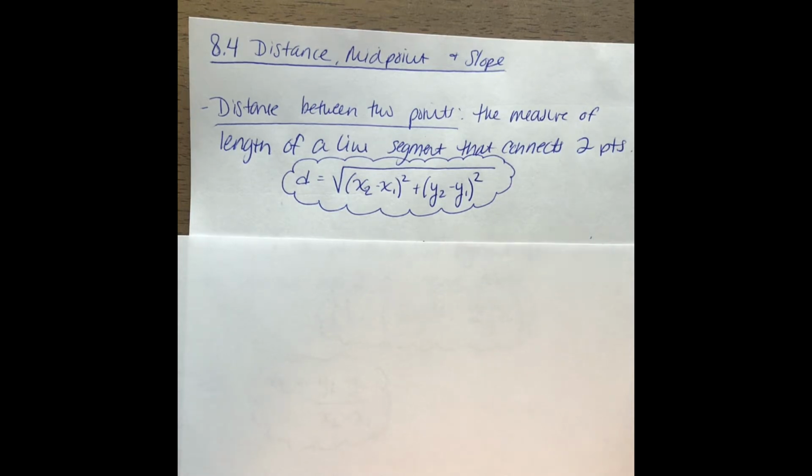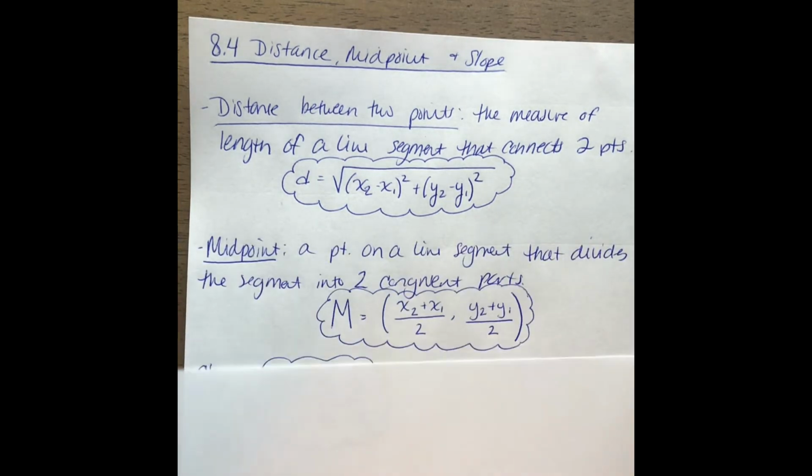The next one we're going to talk about is midpoint. The midpoint is a point on a line segment that divides the segment into 2 congruent parts. In this formula, you add the x's, divide by 2, and you get the new x value. The y value, add the y's and divide by 2. Because it's a midpoint, your solution is a coordinate point.